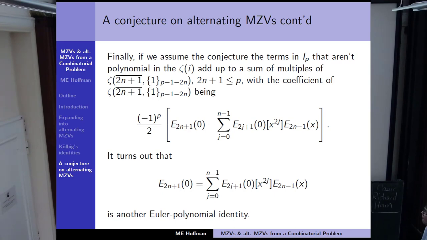But guess what? This is an Euler polynomial identity, again. It's actually not all that hard to prove. If you want, you can reduce it to a Bernoulli number identity, and then it falls out by just fiddling around with the generating function. So in other words, the conjecture would imply that the sum of the alternating multiple zeta values that occur from the integral is indeed a rational multiple of zetas. Of course, we don't need it anymore because we've proven that from Kolbing's identity, but okay, that's another test of consistency that this theorem passes.